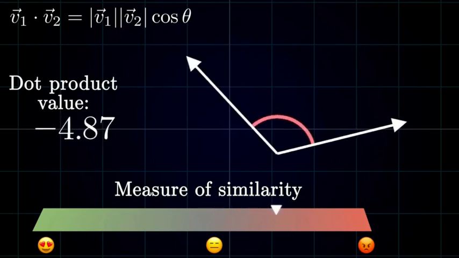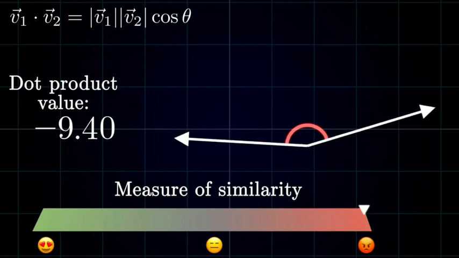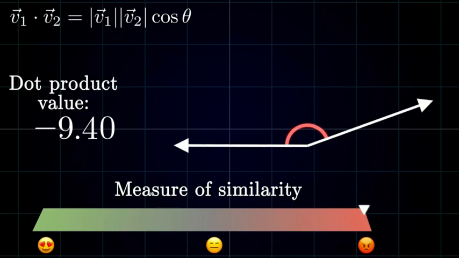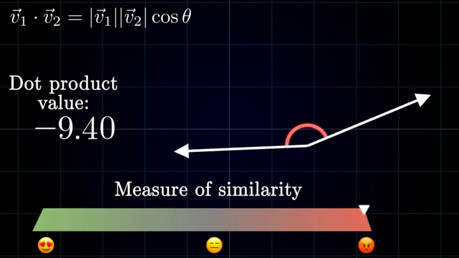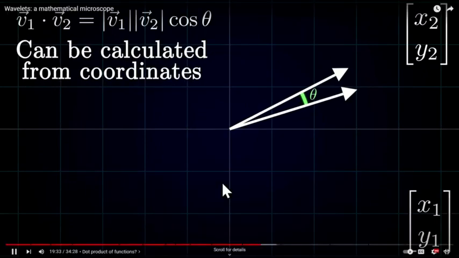When they point in more or less opposite directions, the angle is greater than 90 degrees. The cosine is negative, hence the dot product is also negative. This means that the vectors are sort of anti-correlated and opposite. Importantly, the dot product, which again is just one number, can be calculated from coordinates. The formula for such a quantity is surprisingly simple.